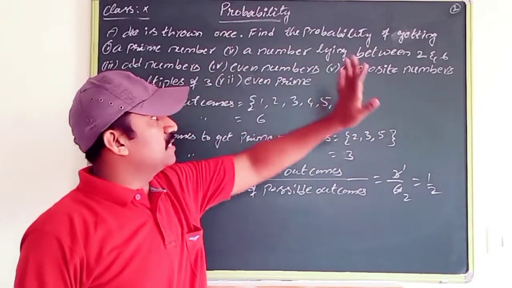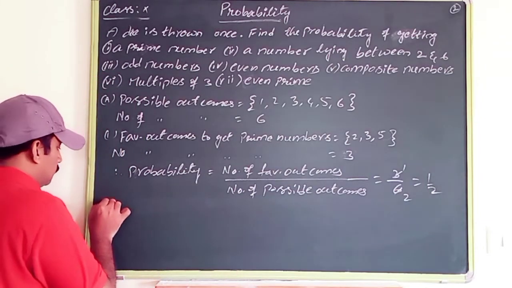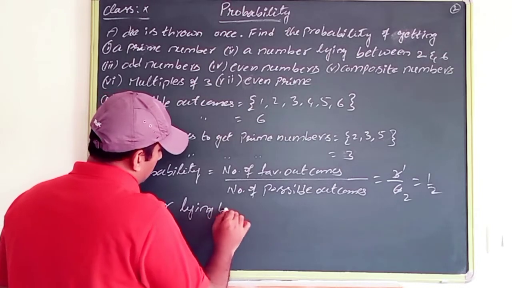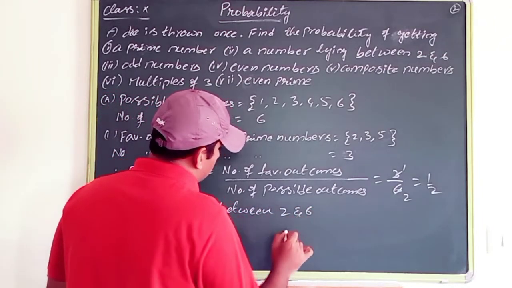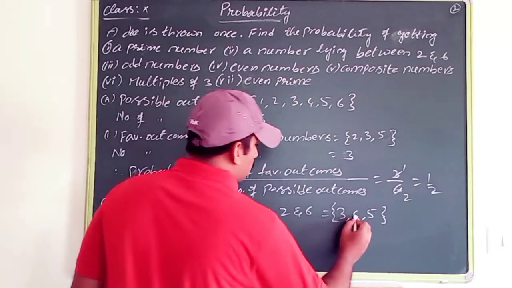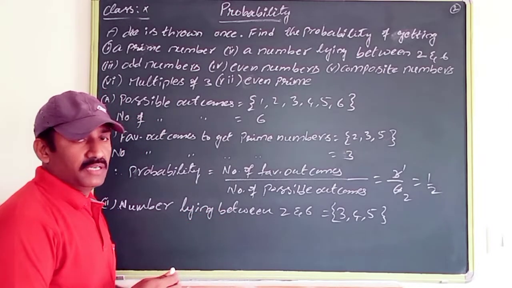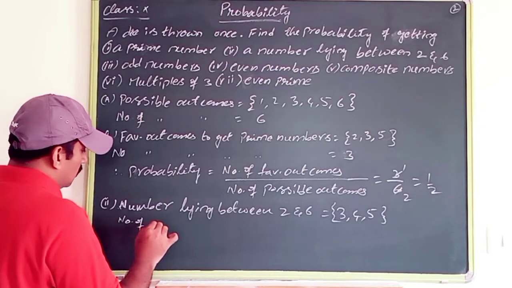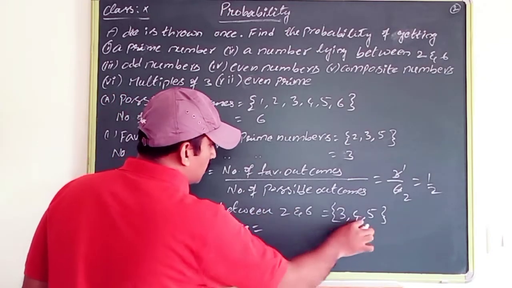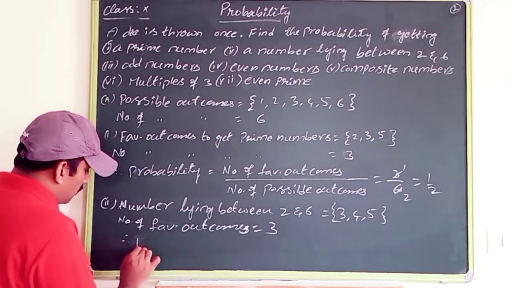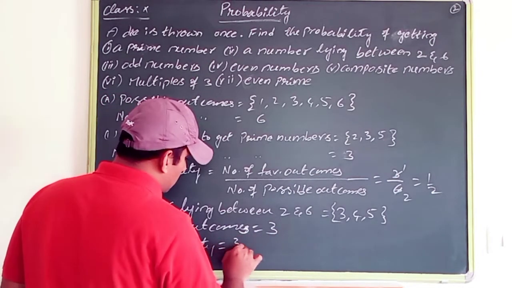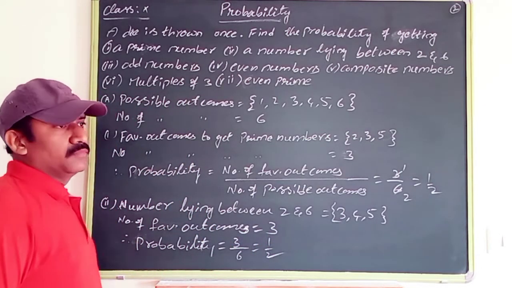Similarly, the number lying between 2 and 6. The second one is numbers lying between 2 and 6. That is 3, 4, 5. You should take 3, 4, 5. This is the favorable outcome which is lying between 2 and 6. The number of favorable outcomes in this case is 3. Therefore the probability is 3 by 6, that is equal to 1 by 2.